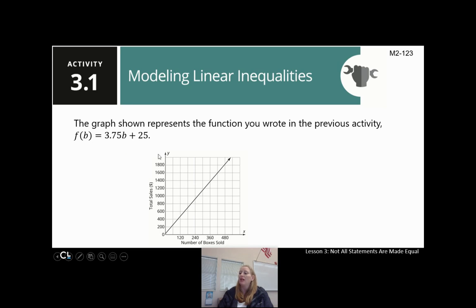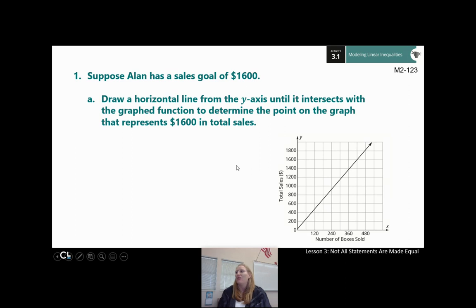So we wrote this lovely function, and here they gave us the graph. So nice of them to do that, right? So we're going to start doing all kinds of stuff with this graph. So let's suppose that Alan has a sales goal of $1,600. So what I would like you to do is draw a horizontal line. Remember, horizontal means flat. I'd like you to draw a horizontal line from the y-axis until it intersects our graph function, to try to figure out where is the point that would represent $1,600 in total sales.